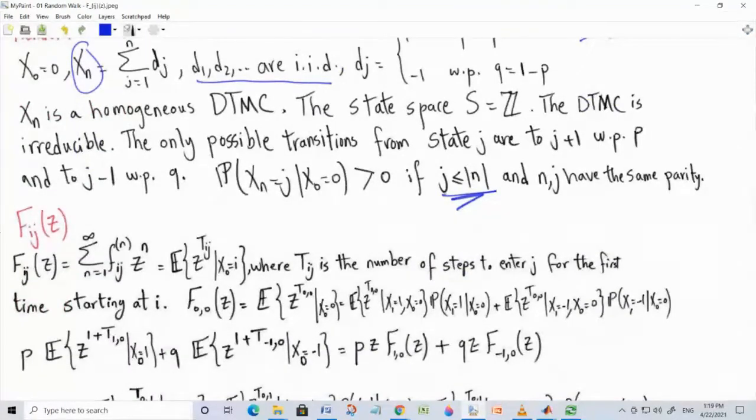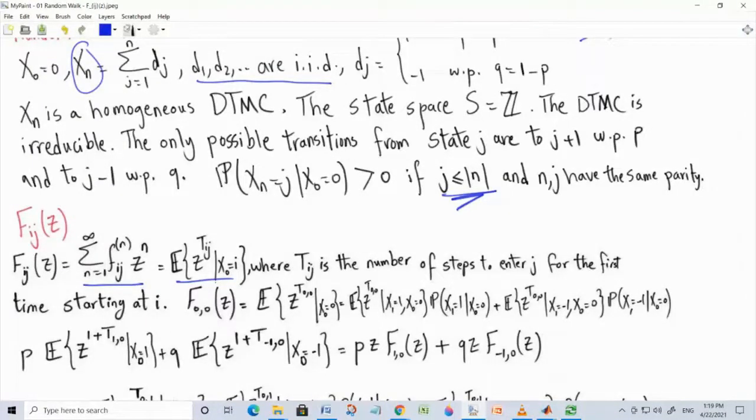So now the focus will be Fij of z. It's the generating function of the random variable Tij. The random variable Tij gives you the number of steps that are needed to enter into state j for the first time, starting from i. You can write the generating function as an expectation of z to the power Tij, where Tij is the number of steps to enter j for the first time from i.